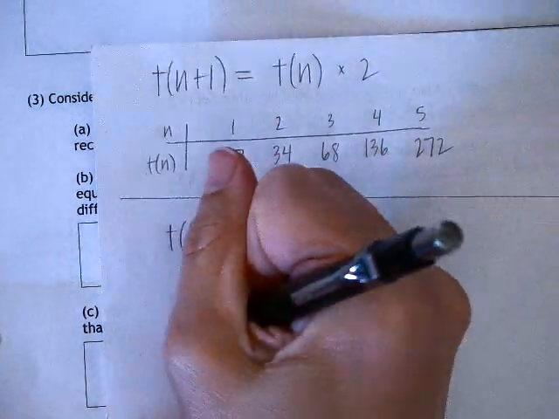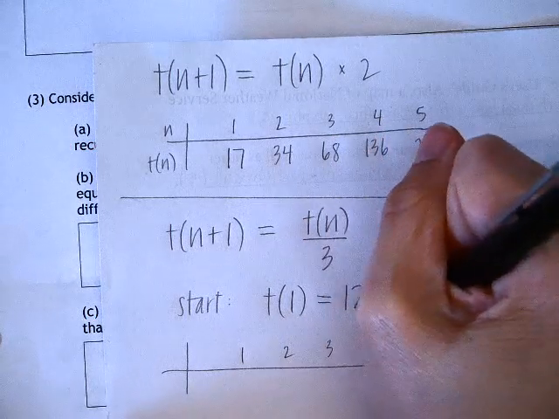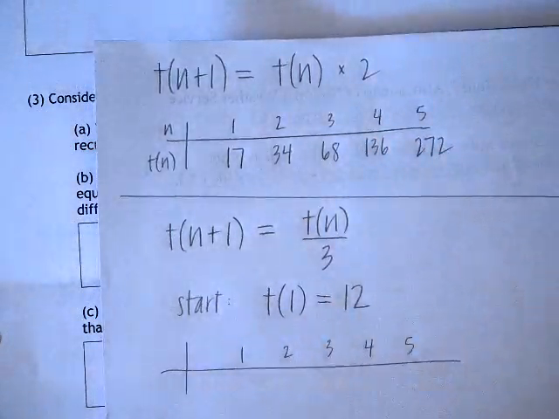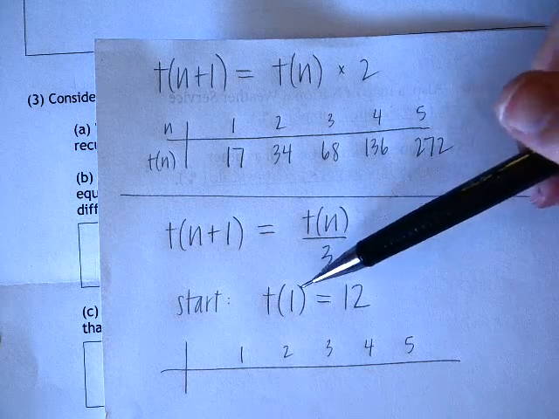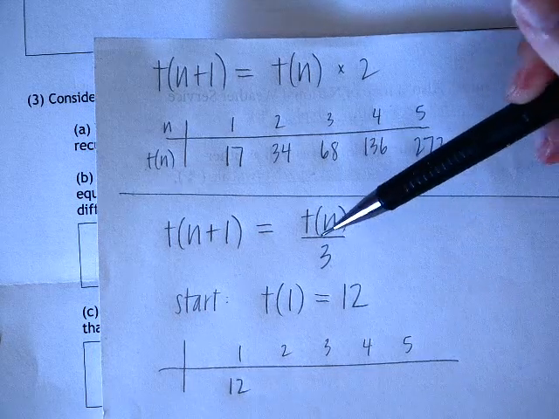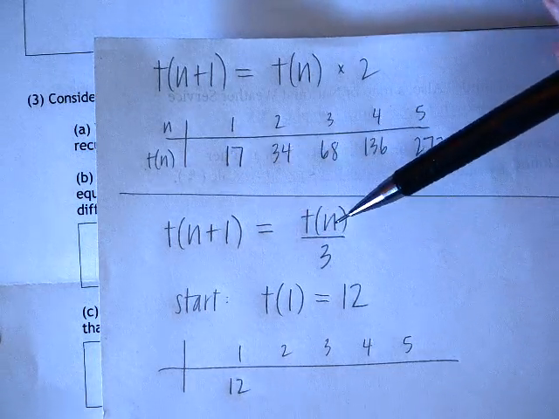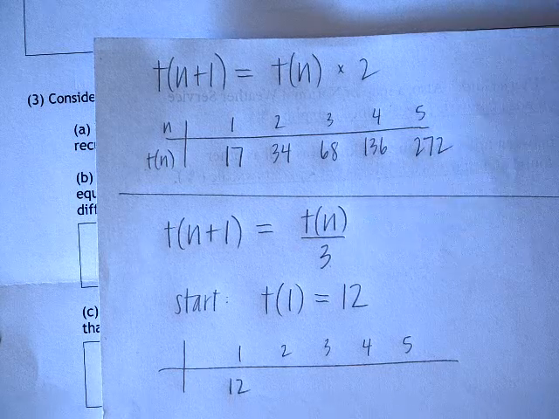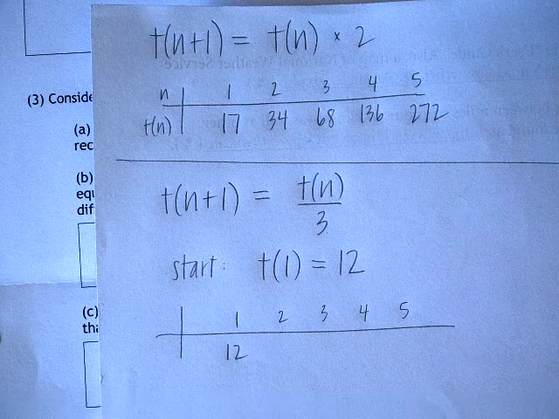Now, see if you can make a little table. See if you can do the first 5 terms with the fact that the first term is 12. I'm giving you that kind of as a bonus. And the equation, that T of n plus 1 is going to be T of n divided by 3. Take another 30 seconds. See if you can generate the table now.